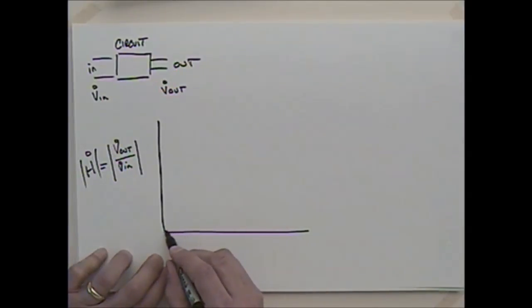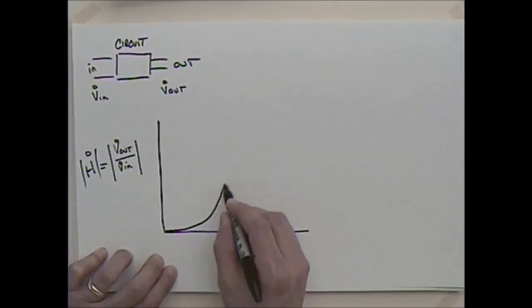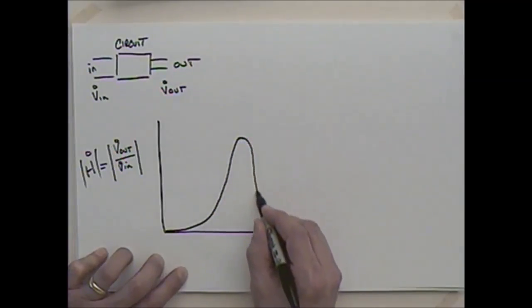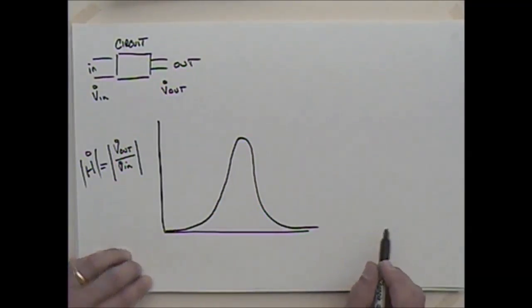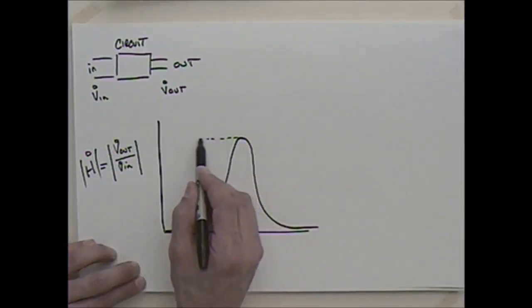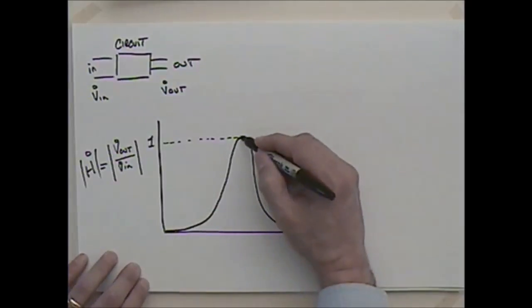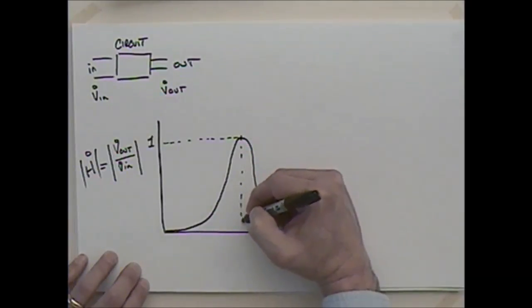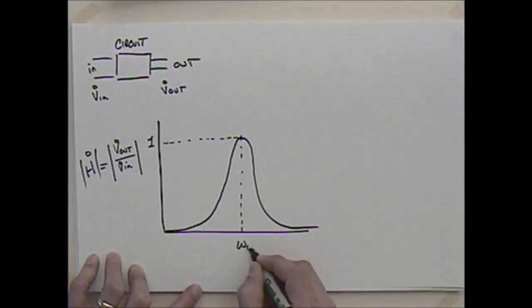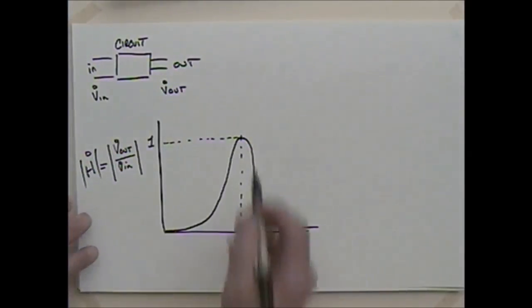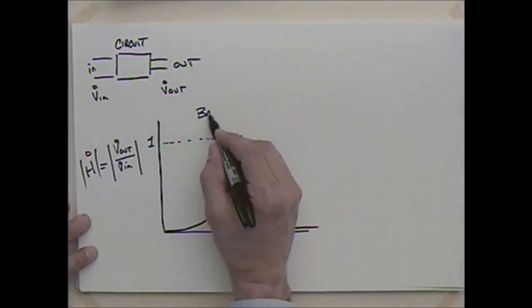Depending on the circuit values and whatnot, I could end up with something that looks like that, where it comes up to this maximum value, which is probably going to be pretty close to 1, and it happens at the resonant frequency that's going to be omega naught. So this is a classic bandpass filter.